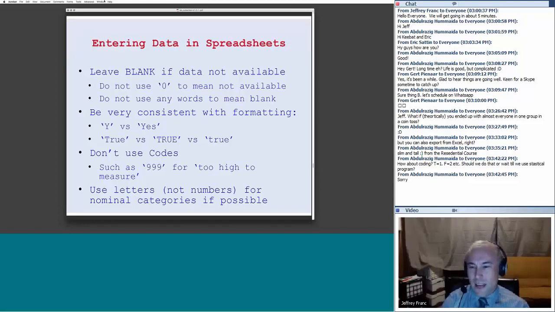You don't find out later that you put true is equal to 1 and false is equal to 2, but someone who put in your data actually thought it was the other way, that true was 2 and false was 1. Okay? So we don't code them. And use letters, not numbers, for nominal categories. Okay? So we talked about categorical variables.